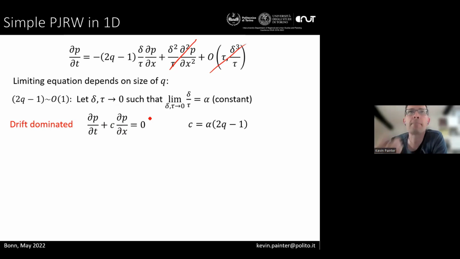Okay, so if we've got this sort of situation, we get a standard advection equation when we take the limit.